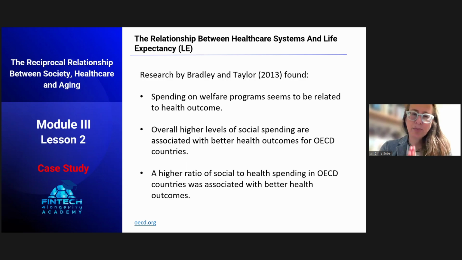Just to conclude this point, what are Bradley and Taylor showing us, as we saw in the graph? That higher levels of social spending are associated with better health outcomes. And because the US is ranked quite low in social spending, therefore, the health outcomes in the US are quite disappointing.